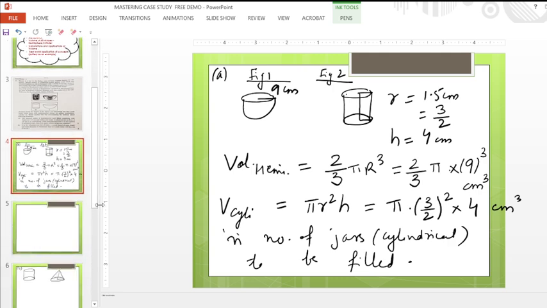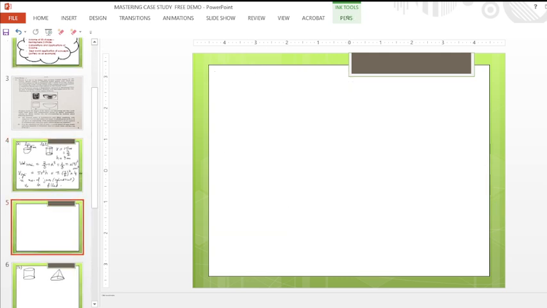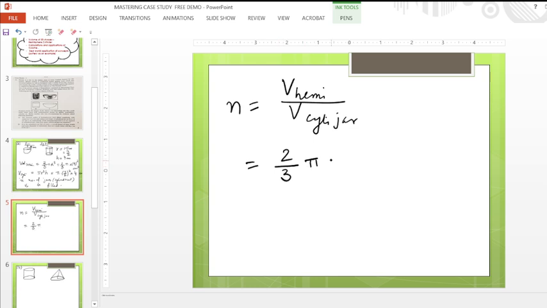Let's come to the next slide. Here I will write for you, n is, you have to divide both of these. So n will be found by dividing the volume of the hemisphere upon the volume of the cylindrical jar. So what is the volume of the hemisphere? Whenever you have fractions in the numerator or in the denominator, it's better to write like this. The volume of the hemisphere is, as I already have written, 2 by 3 pi and r cube, meaning 9 was the radius, 9 into 9 into 9, divided by, because fractions are there, it's better you write like this, otherwise students make mistakes.